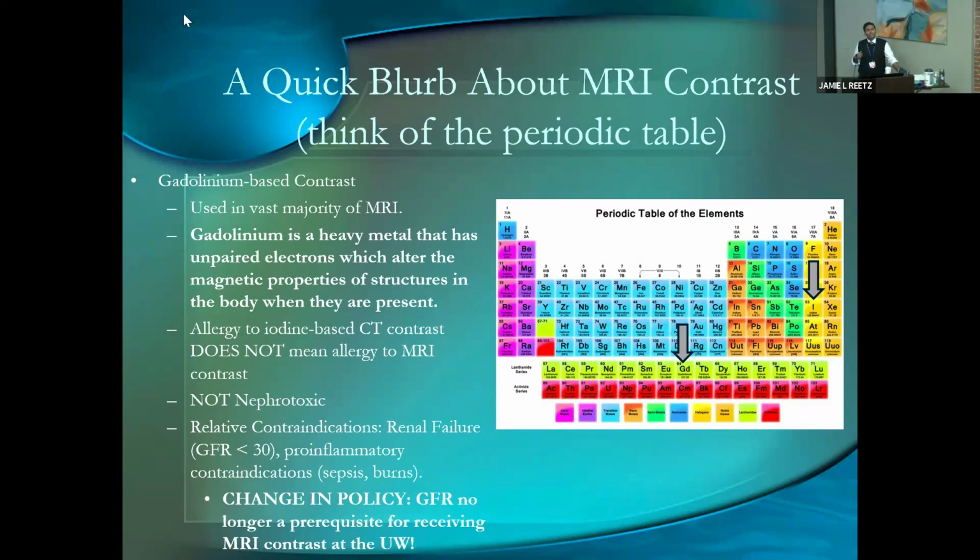So if I have a patient these days who has a low GFR or acute or chronic renal failure, I actually will say, let's do an MRI with gadolinium contrast, because it's not going to damage their kidneys. And this is the kind of value that you should be aware of.